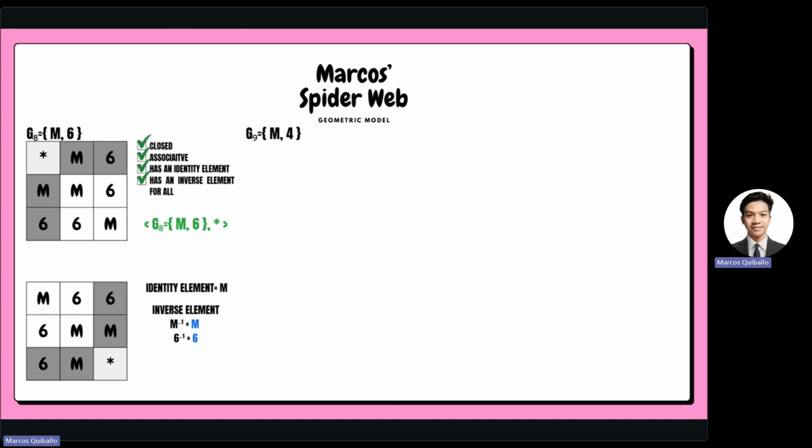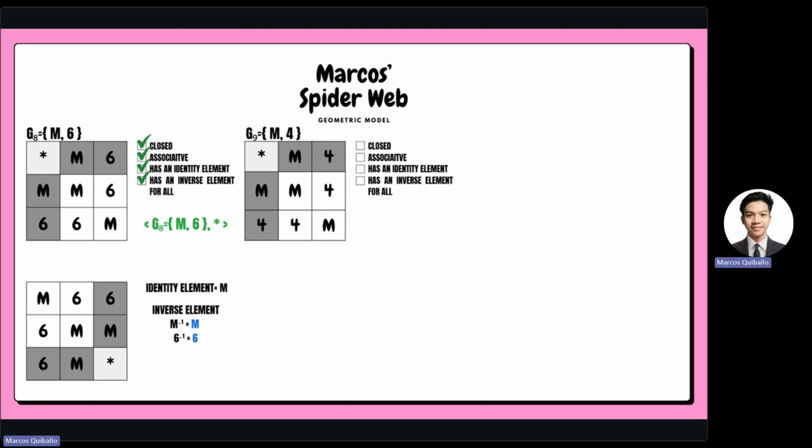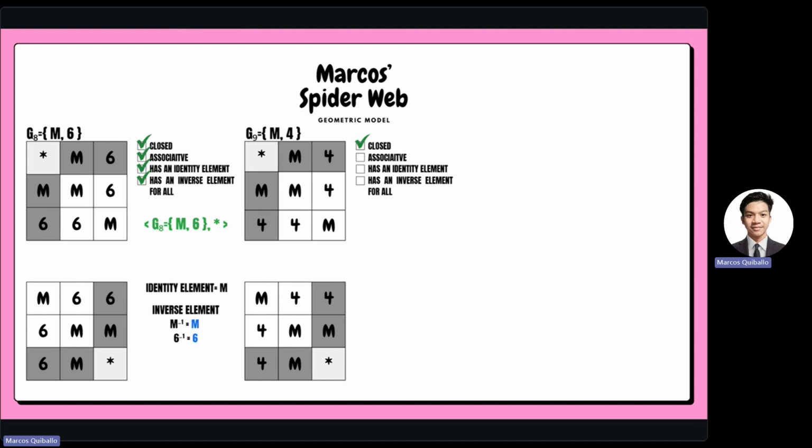So next one, G sub 9. Let's verify if this set is closed under the binary operation. It is closed because all the resulting elements, or the outputs, are in our set, which is G sub 9. If we rotate 90 degrees, the resulting table is also the same as the first table. It has an identity element, which is M. It also has an inverse element for all: the inverse of M is M, and the inverse of 4 is itself. So this G sub 9 is also a group.